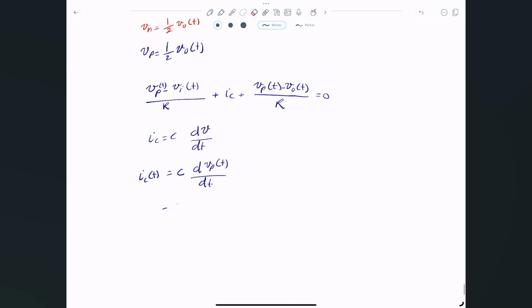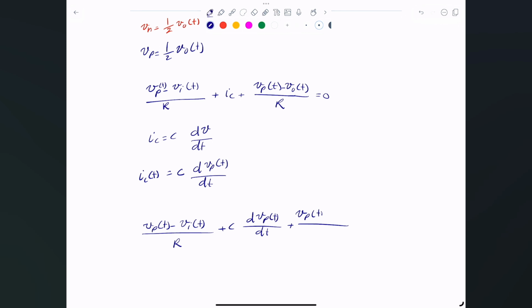All right, so what I'm going to do is I'll just take this one here and put it in the IC. So it will tell me it's Vp, which is a function of t, minus Vi, which is also a function of t, divided by R, plus C times dVp(t) divided by d of t, plus Vp of t minus V output of t divided by R.